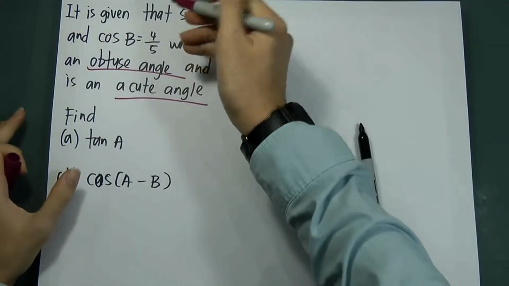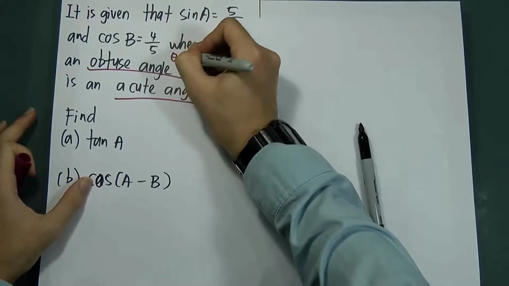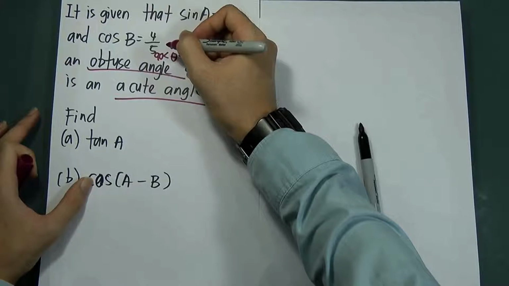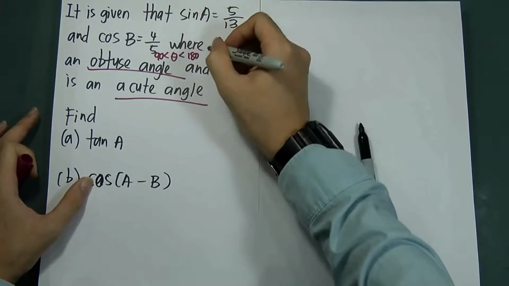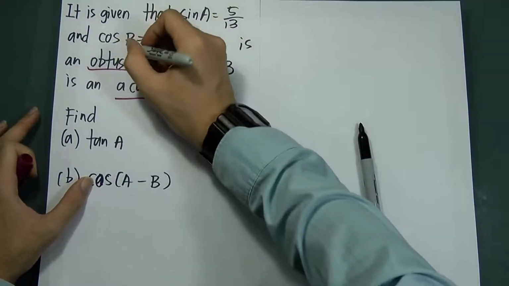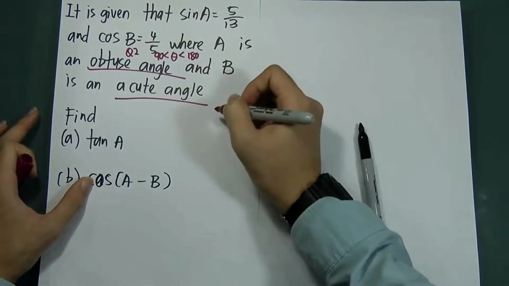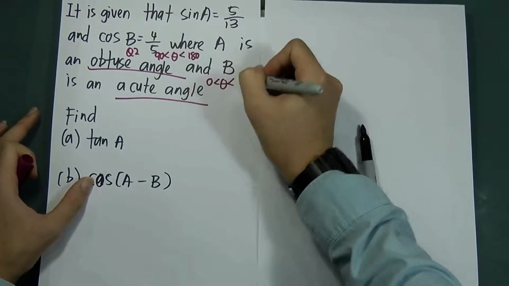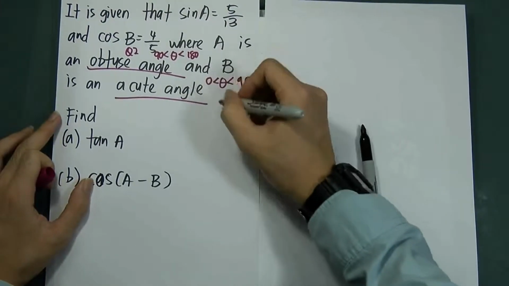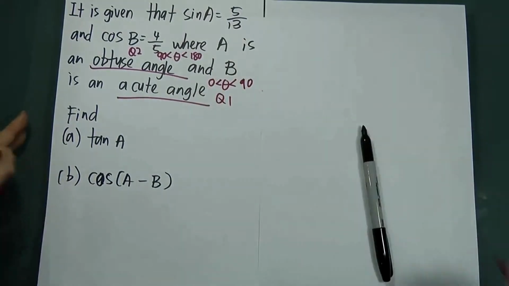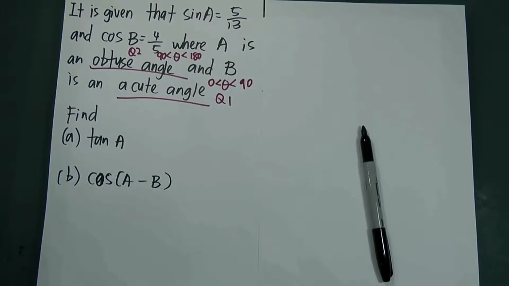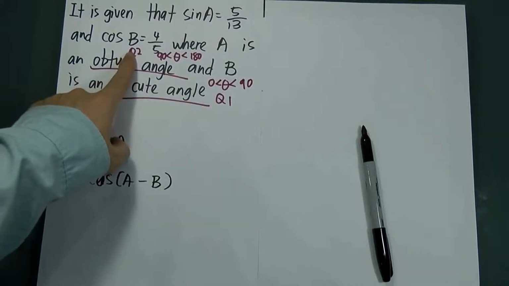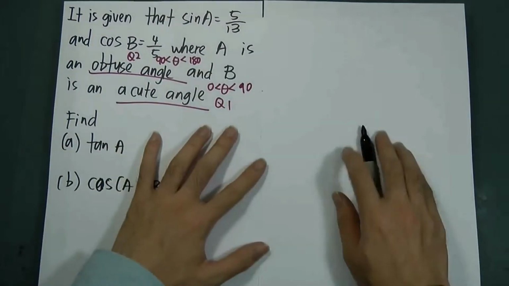Obtuse angle means the angle will be between 90 to 180. This means it is in the second quadrant, Q2. Acute angle is the angle between 0 to 90, so this means it is in the first quadrant. So I'm going to draw two triangles. One is on the first quadrant, another triangle is on the second quadrant. So you will see how I draw.